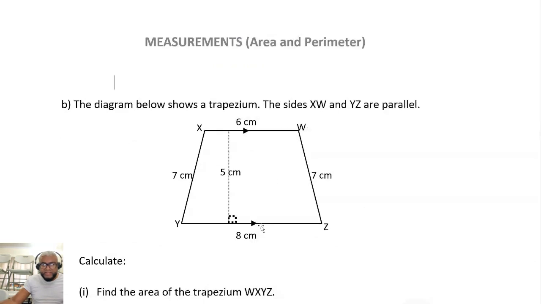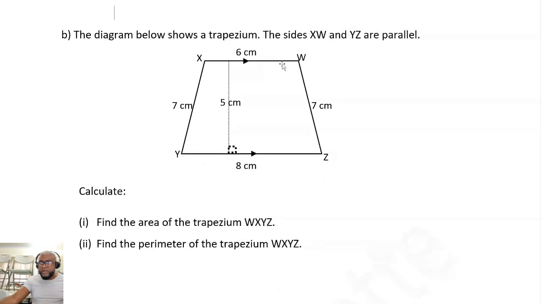Right, so we have all the artillery to deal with this question now. The diagram below shows a trapezium. The sides XW and YZ are parallel, XW being this line above here. What is the length of XW here, Empress? Yes, sir. I'll come back.